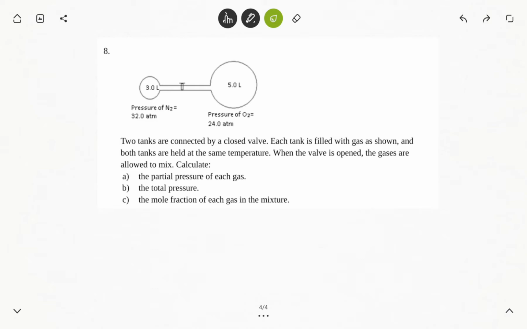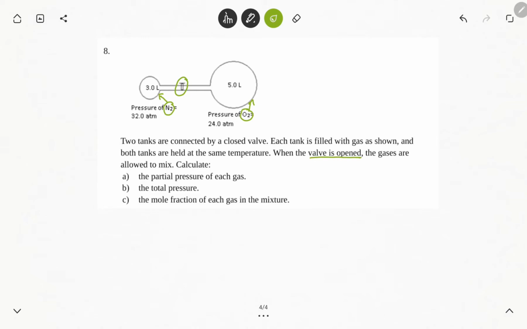In this video I'm going to show how to answer questions related to Dalton's law of partial pressure. For question number 8 in tutorial 5.1, we have two tanks connected by a closed valve. Each tank is filled with gas as shown. We have nitrogen gas in this tank and oxygen gas here, and both tanks are held at the same temperature.